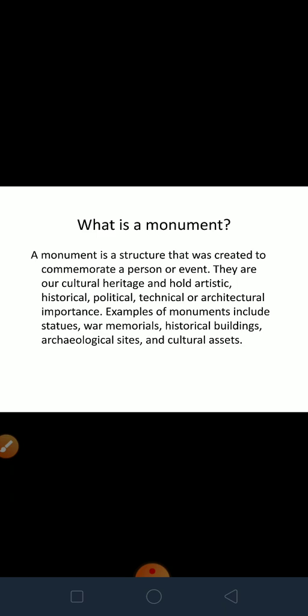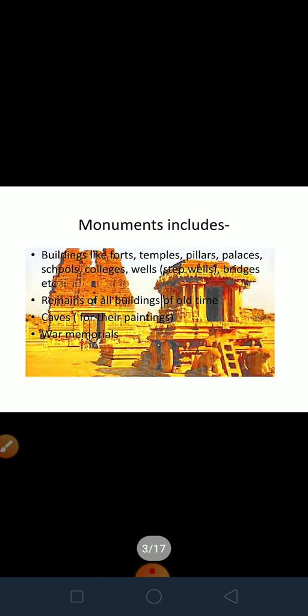They hold artistic, historical, political, technical or architectural importance. These could be statues, war memorials, historical buildings, archaeological sites or cultural assets. Monuments include all kinds of old buildings which were built in olden times, which include forts, temples, palaces, pillars, schools, colleges, wells, step wells, bridges or any other kind of building.